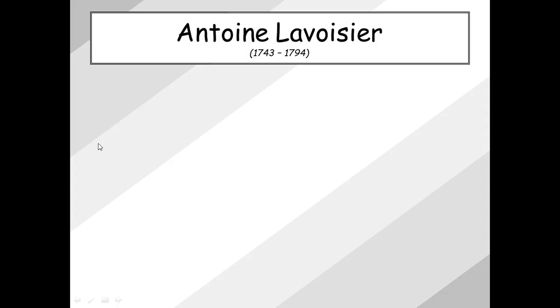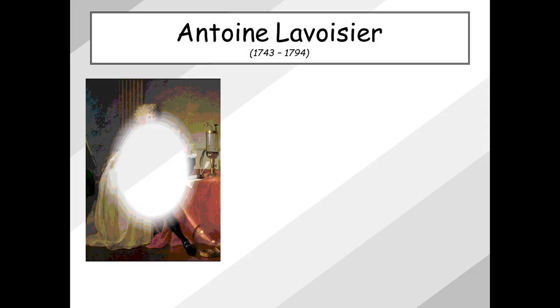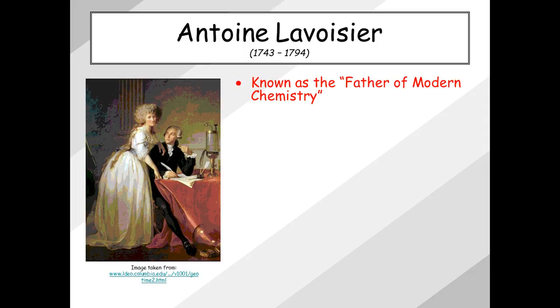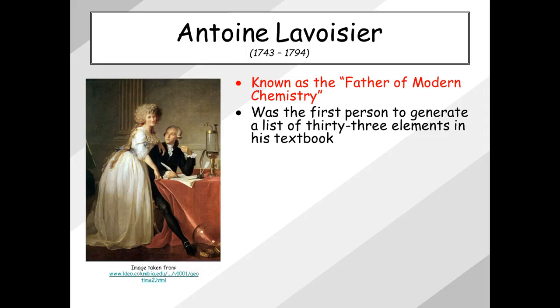Next, we're going to cover not someone on the timeline, but he's important. Antoine Lavoisier. He's a Frenchman, a very famous one. He is known as the father of modern chemistry. So Democritus is like ancient chemistry or ancient scientific thought. But Lavoisier lived in the 1700s, and he was very interested in the world around him.